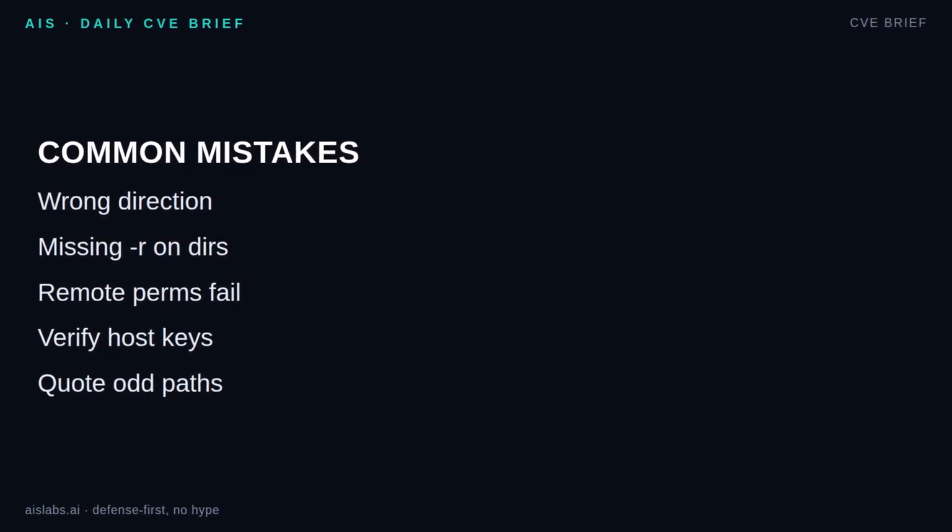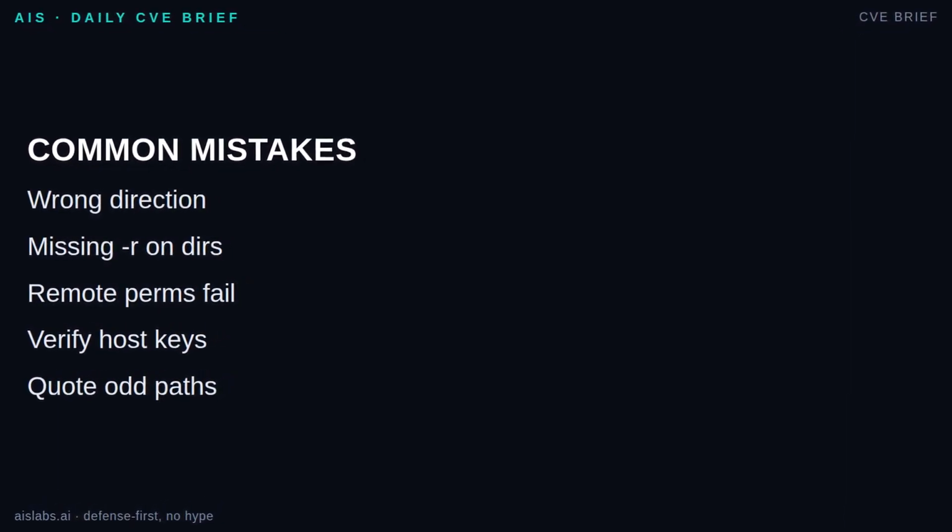The first mistake is direction. With SCP, the side containing user@host: is the remote side. Put that on the right to upload, put it on the left to download. Second mistake, copying a directory without -r. SCP will refuse or copy less than you expected. Third, permissions. SCP does not magically become root on the far end. If deploy cannot write /var/www, the copy fails, and that is good. Fix ownership or deploy to a staging path and promote with a controlled sudo command.